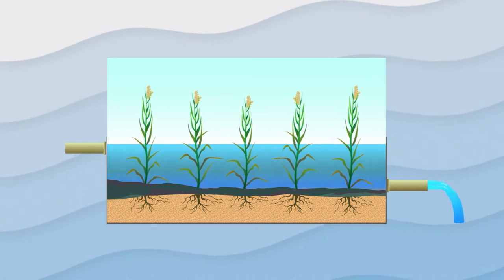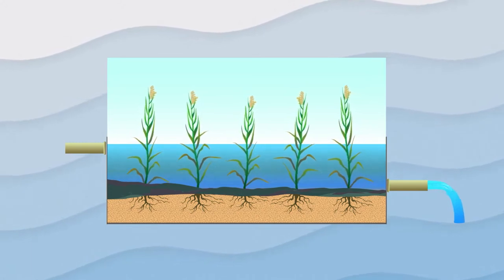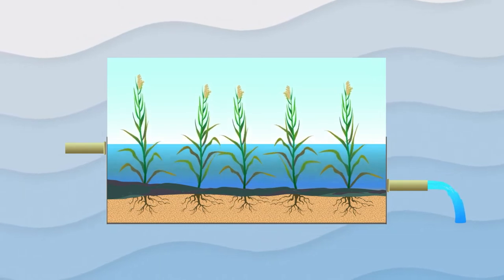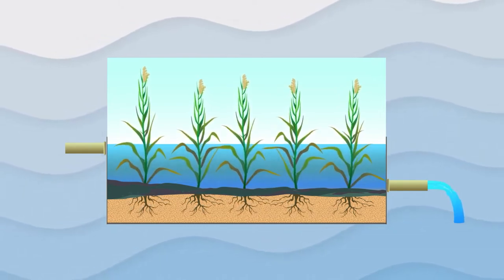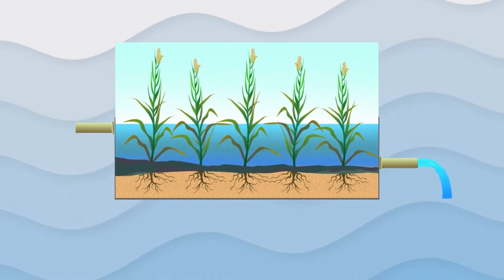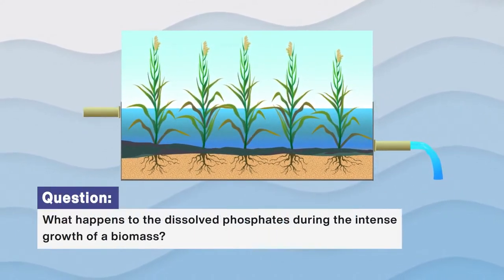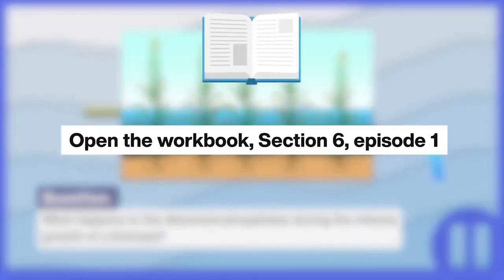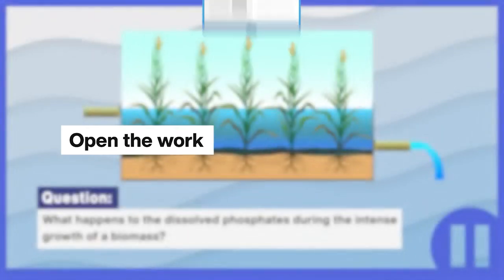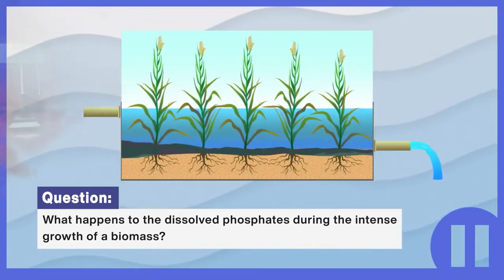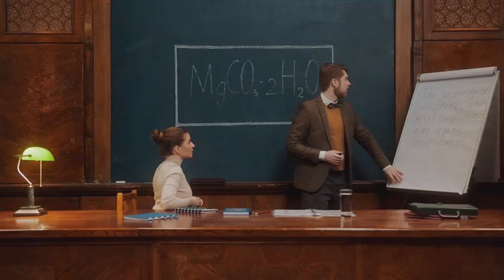And of course, Betsy, I have already prepared a problem related to our topic. Let's take, for example, a surface flow constructed wetland. What happens to the dissolved phosphates in this constructed wetland under the intense growth of biomass? May I write on the board? Of course you may, Miss Doolittle.